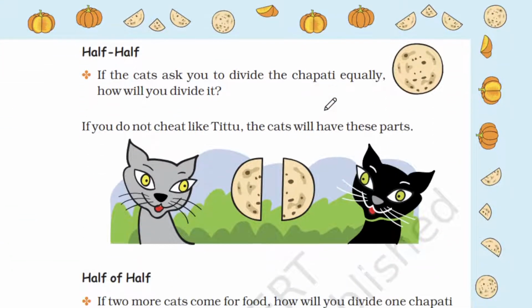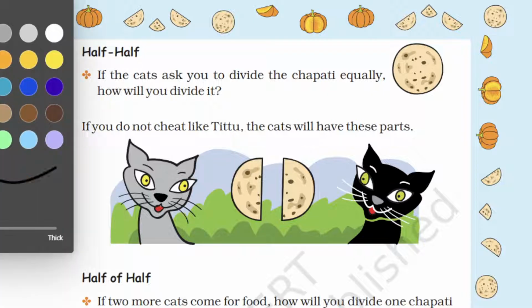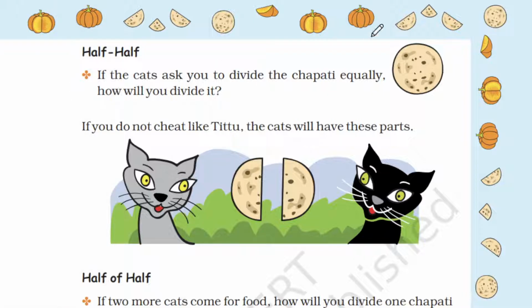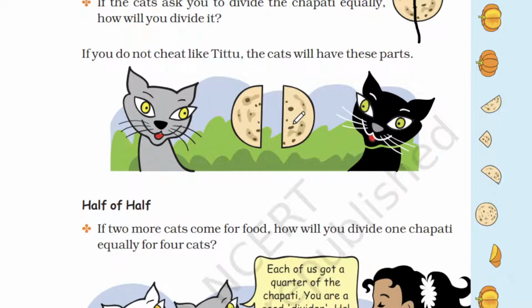Okay, so let's see next. Half. If the cat asks you to divide the chapati equally, how will you divide it? So if the cat is asking you to divide the chapati, let me change the color to black. For example, see, this is the chapati. And if the cat is asking to divide equally, how do you have to divide? You have to divide equally. It should be divided equally like this picture. So this one, two equal parts. This one is one half and this one is the second half.